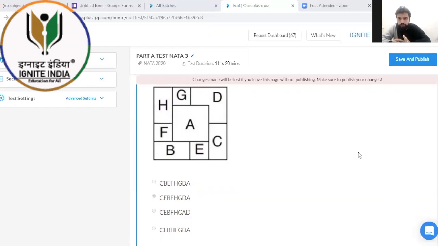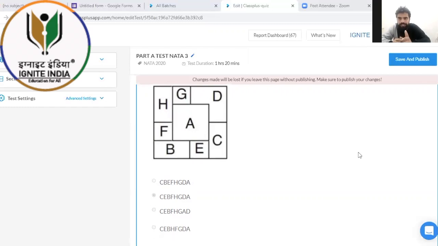Now looking at this, C, E, B, again option number B and D have the same pattern. C, E, B. Then F and H. F and H is there in option number B, and here D has H and then F. So B is the right answer. That's what you got. Let's go to the next question.